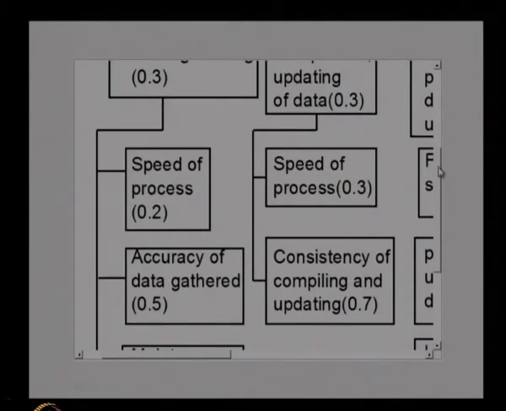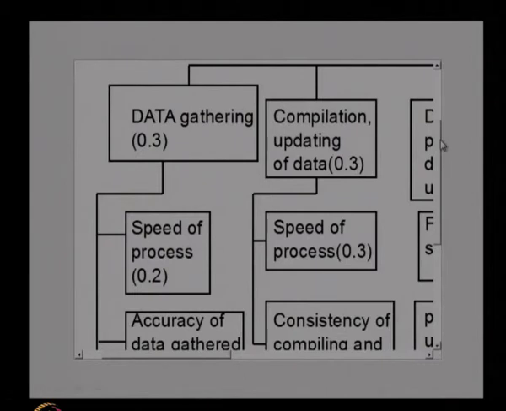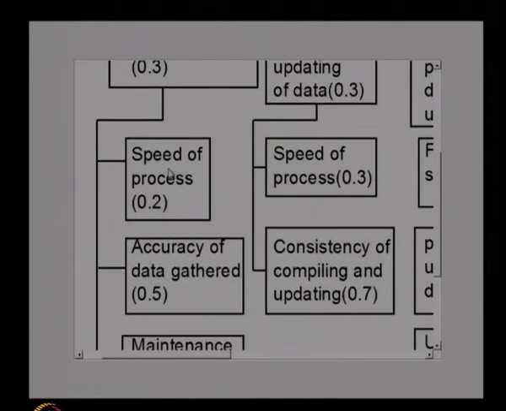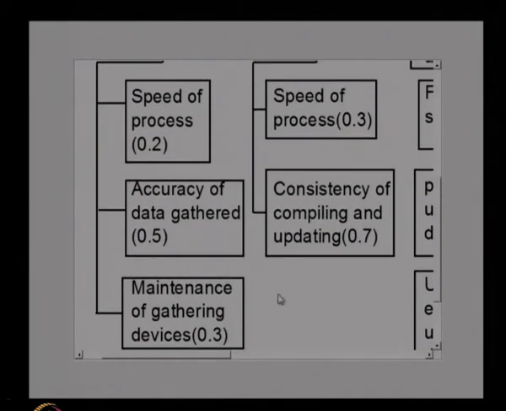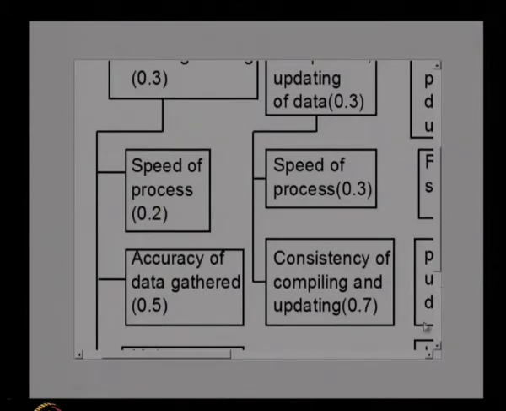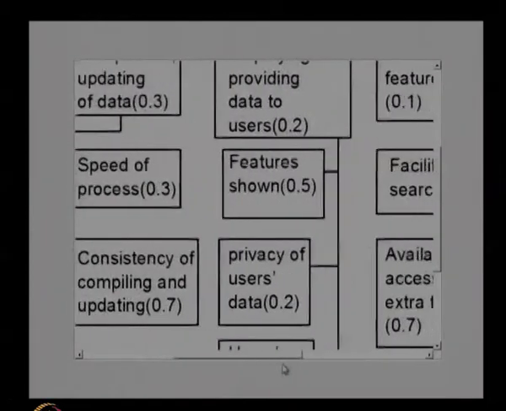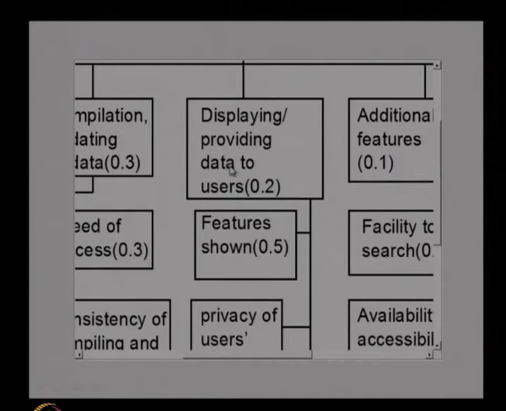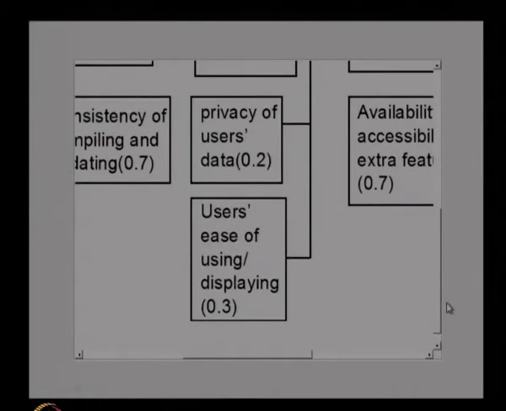Here you can see that data gathering is given a weightage of 0.3, and within that there are many functions like speed of process, accuracy of data gathered and maintenance of gathering devices. These have been given the weightages 0.2, 0.5 and 0.3. Again, there are mathematical methods to identify the weightages, so we use those methods and identify the weightages for each function. The same way it is given for this one also: speed of process and consistency of compiling and updating. Here, displaying the data to users has features shown, then the privacy of users and users' ease of using the display.